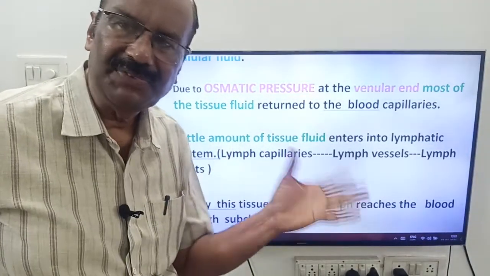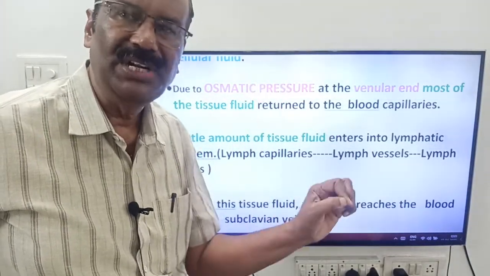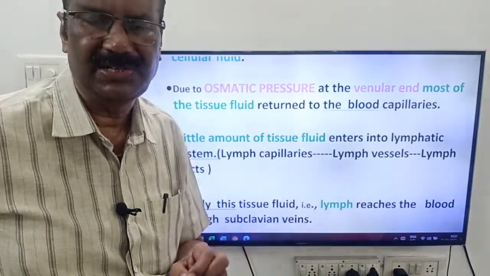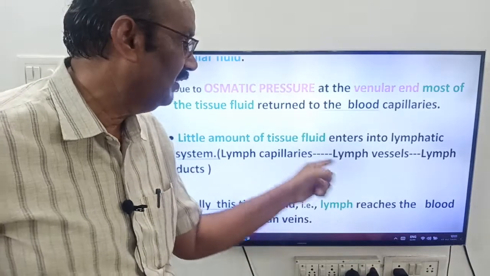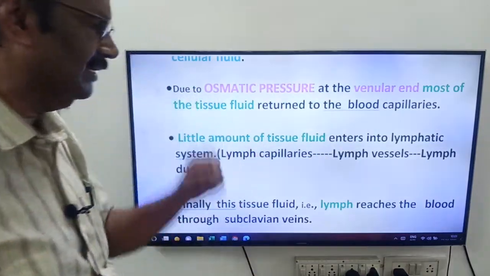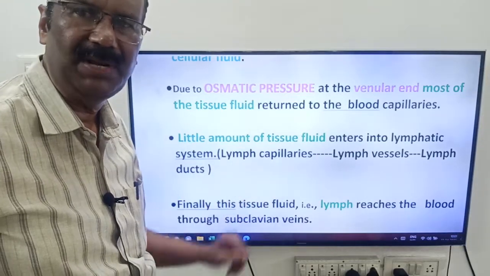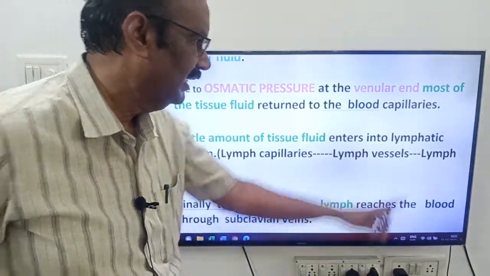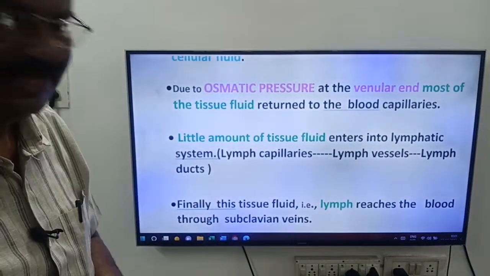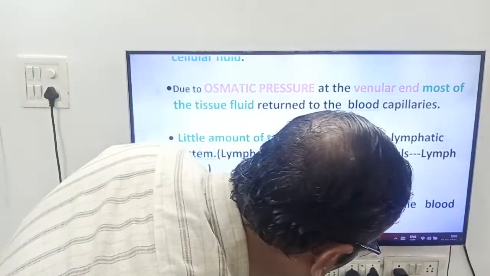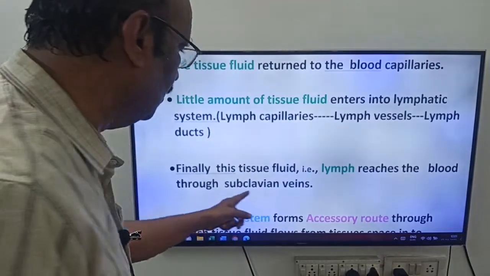So after that what happened? Some fluids which come out from the blood vessels enter into what, friends? Into the lymphatic system. First they enter into the lymph capillaries, then to the lymph vessels, next lymph ducts. Okay friends, finally this tissue fluid, that is lymph, reaches the blood through the subclavian vein.